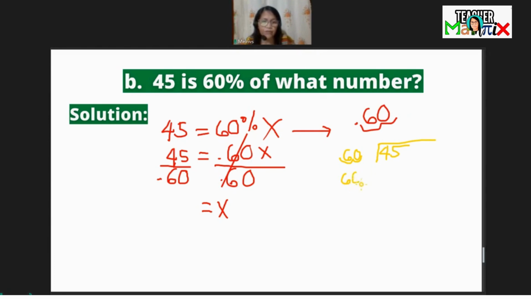But since you move twice from this divisor, you also have to move twice in the dividend. In 45, the decimal is, of course, here after 5, but then you have to move twice, meaning you have to add 2 zeros as a representation. So we have now 4,500 divided by 60.